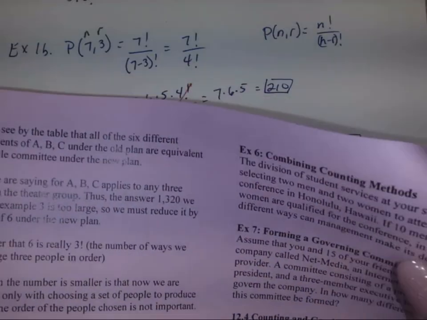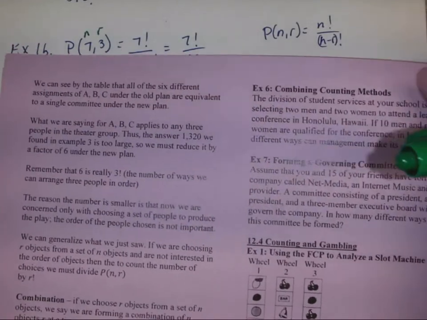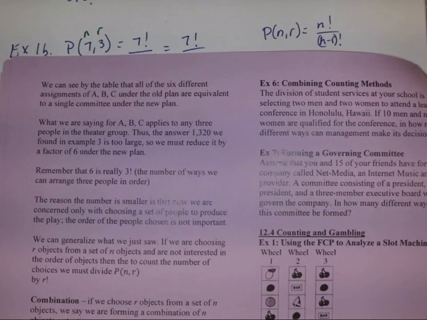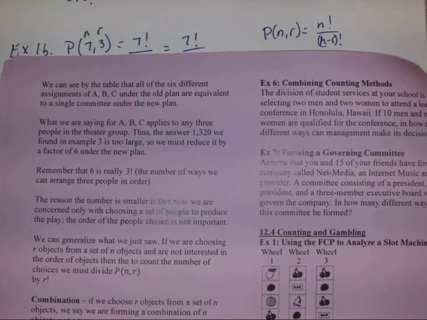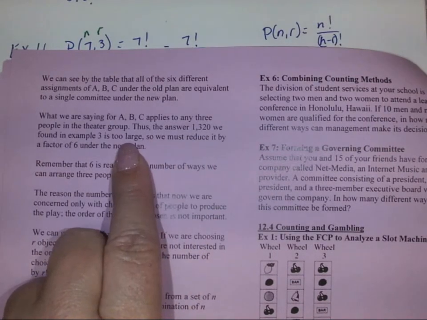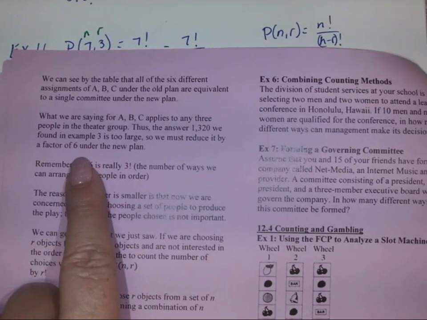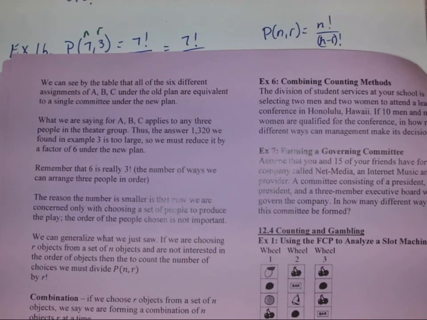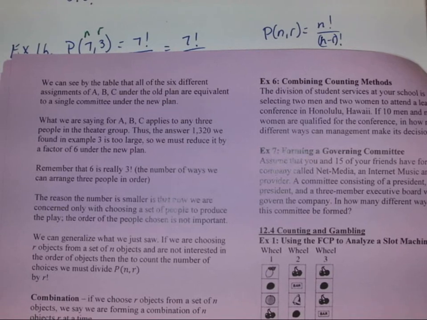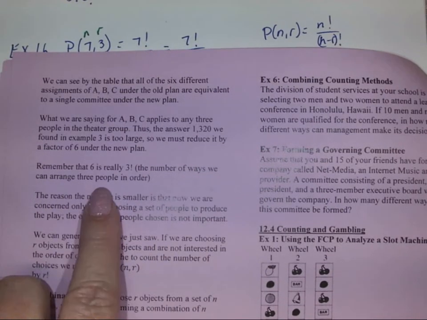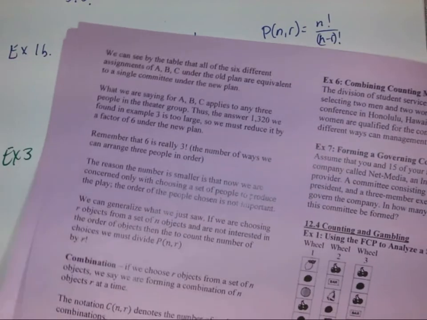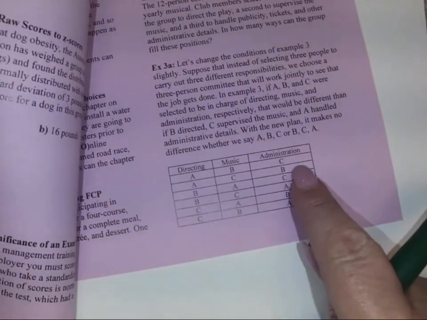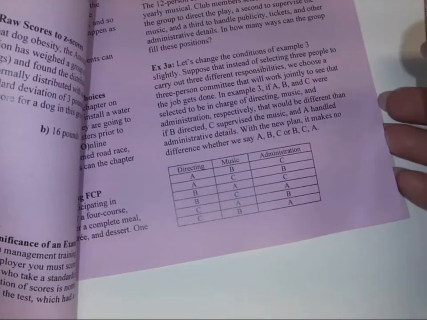So we can see by the table that all of the 6 different assignments under the old plan are equivalent to a single committee under the new plan. This applies to any 3 people in the theater group. So the answer of 1,320 is too large, and we must reduce it by a factor of 6 under the new plan. Remember that 6 is really 3 factorial. That's 3 times 2 times 1, which is the number of ways we can arrange 3 people in order. And that's how we came up with those different ways we can order it: 1, 2, 3, 4, 5, 6.